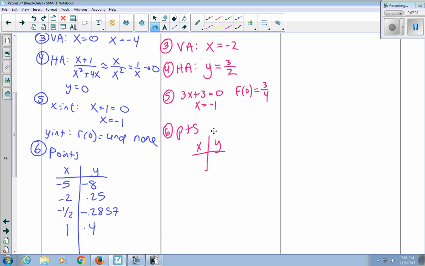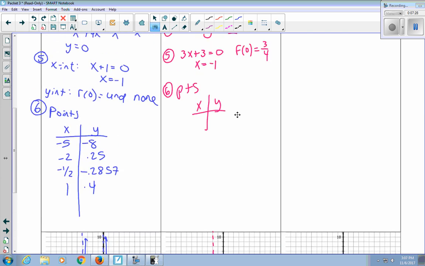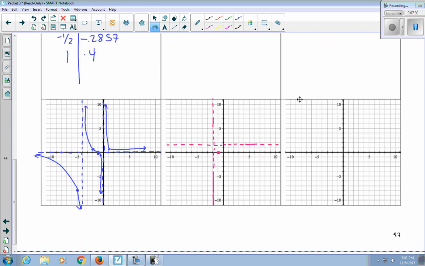So -2, horizontal asymptote at 1.5. Okay. X equals -2 is my vertical. Y equals 1.5 is my horizontal. I had an x-intercept at -1 and a y-intercept at 3/4, 0, 3/4, which is about right there.